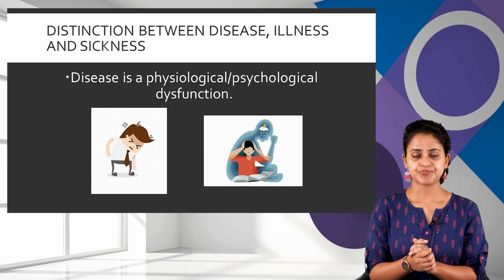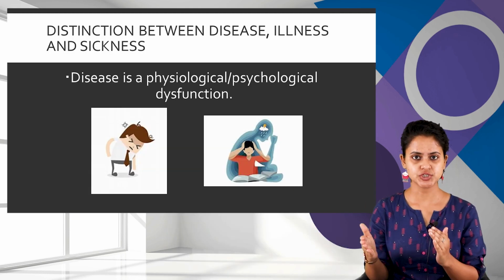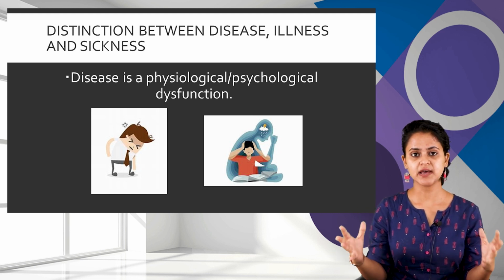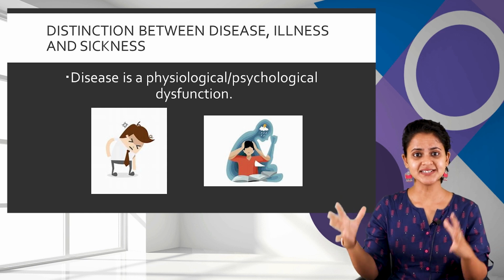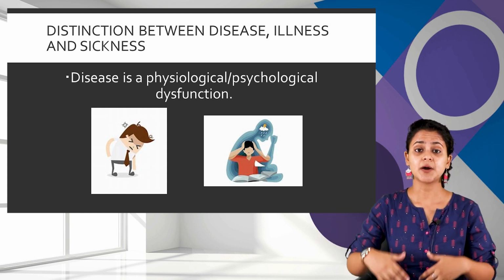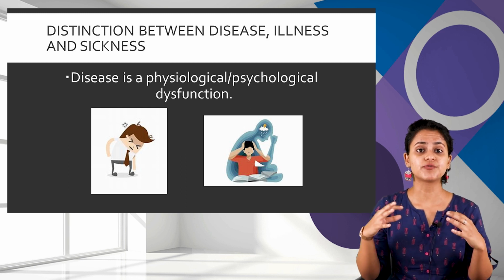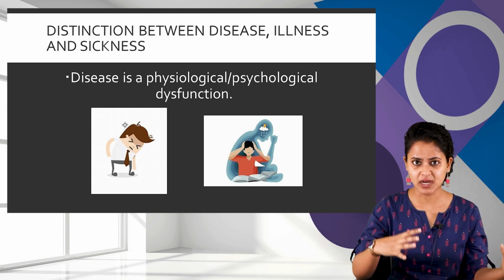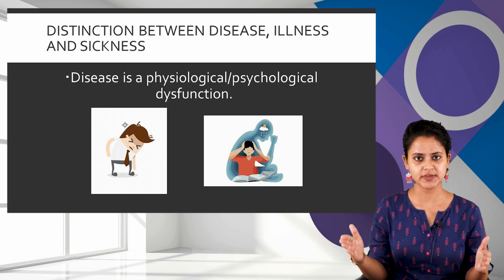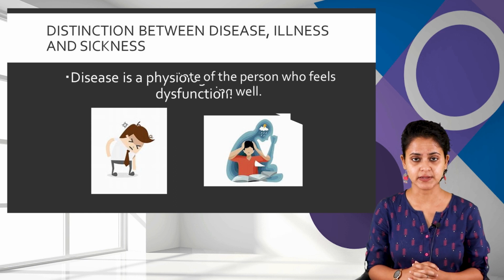So basically, disease is a physiological or psychological dysfunction. As we have learned here, due to certain etiology or certain causes or reasons, the person is not able to perform adequately in physiological terms as well as in psychological terms. There is certain deviation from the normal functioning level.